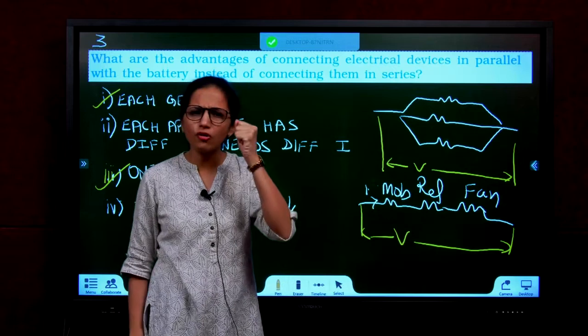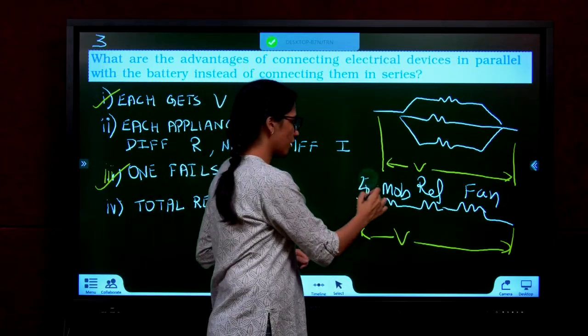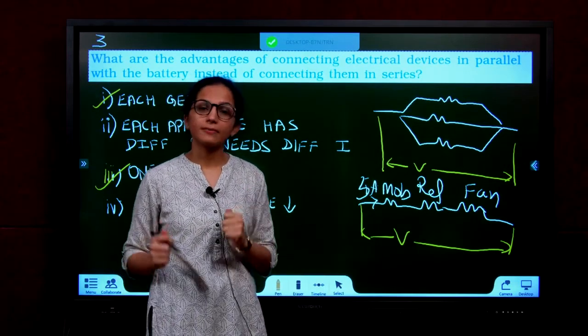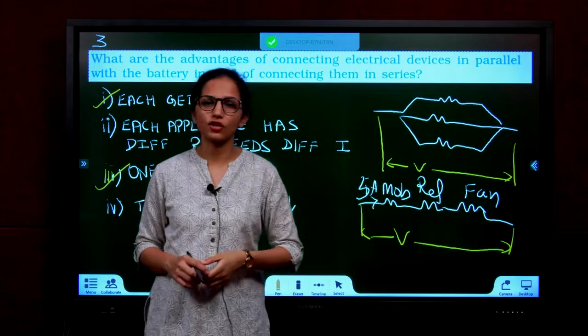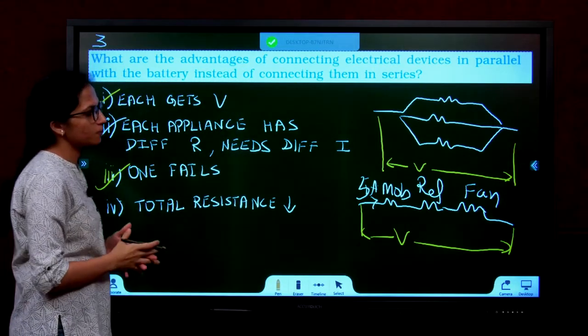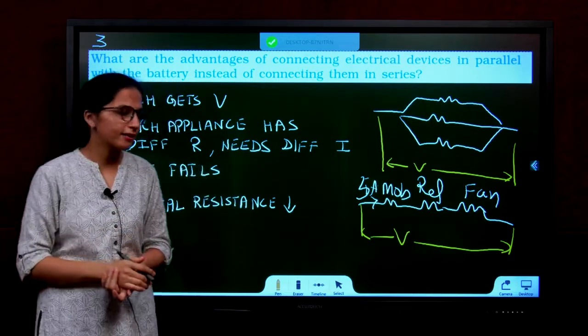Refrigerator says, no, I want 5 amperes only, and he forces the circuit to give 5 amperes. What will happen? Your mobile will get burnt. Which is better? Parallel combination. Reason being point 2. Coming to the last point, total resistance in a circuit is lesser for which case?